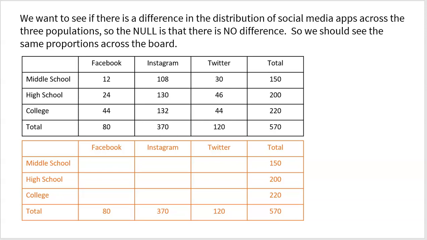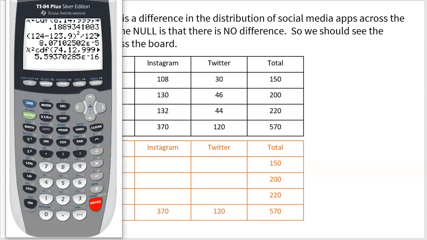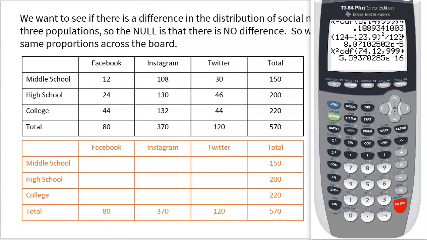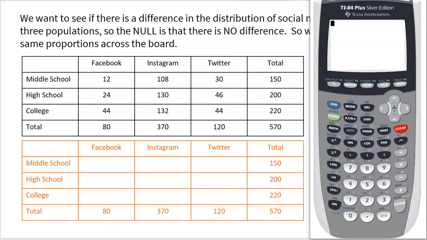So let's go back to Facebook, for example. I'm going to actually grab my calculator here so that way you can see me doing the calculations. Okay, so again, 80 divided by 570. So there's that roughly 14%. If you don't believe me, just hit it. But there's about the 14%. So I'm going to do 80 divided by 570.